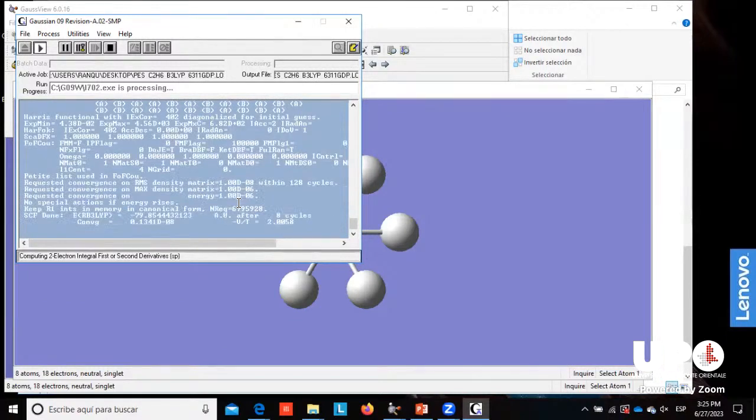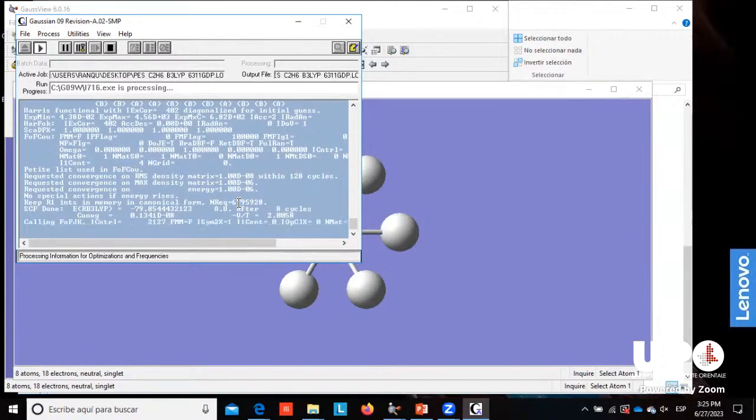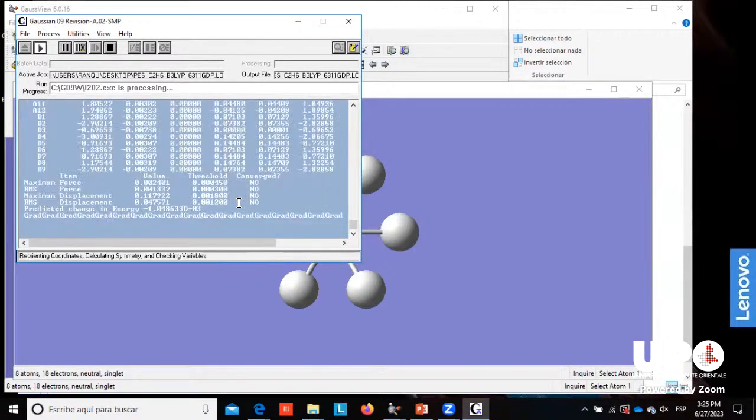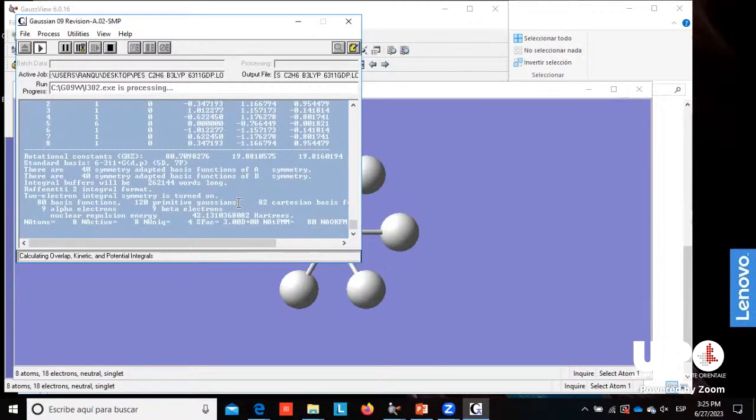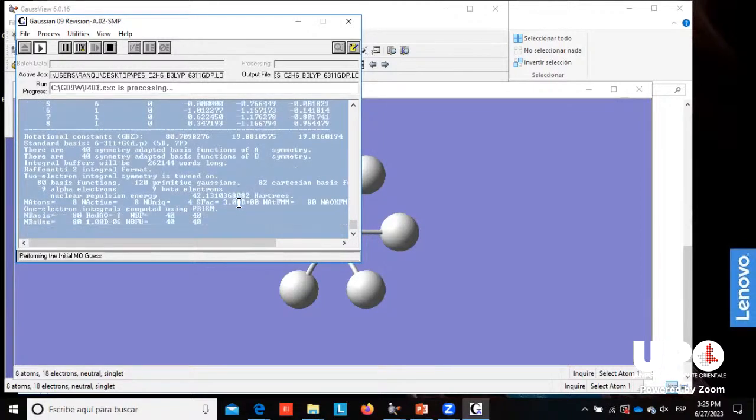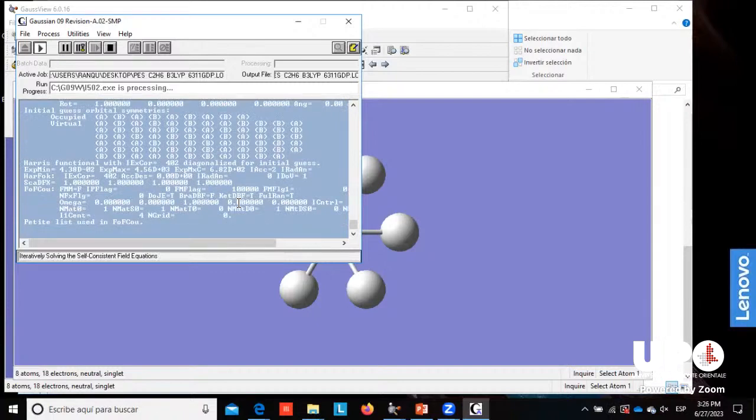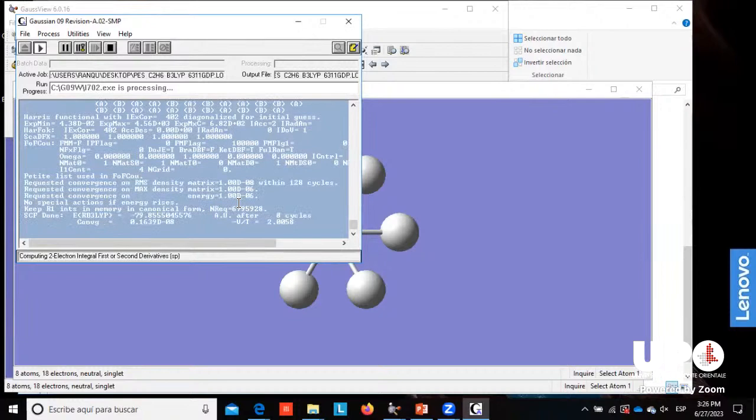So in that case, it may be very useful to run a relaxed potential energy surface scan, and then you go to your energy profile, you take the geometry that corresponds to the maximum in that energy profile, and you afterwards try to optimize the transition state, okay?